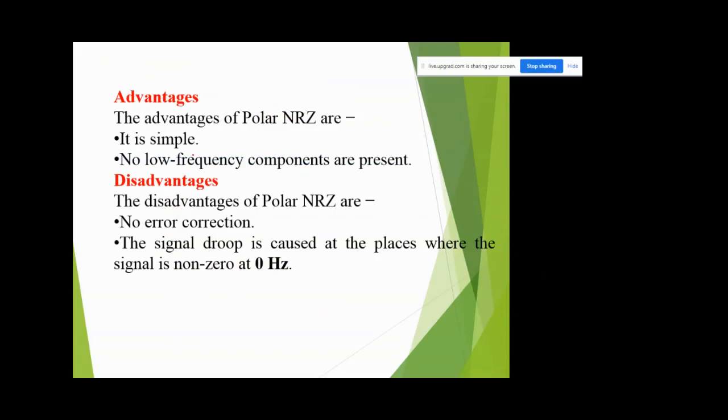Now let's see some advantages. It is simple. No low frequency components are present when we represent any signal. So the low frequency components disappear. Okay? After that, the disadvantage: no error correction is done by using this polar NRZ, and the signal droop is caused at the places where this signal is non-zero at 0 hertz, meaning low frequency. So this is the disadvantage of this polar NRZ.